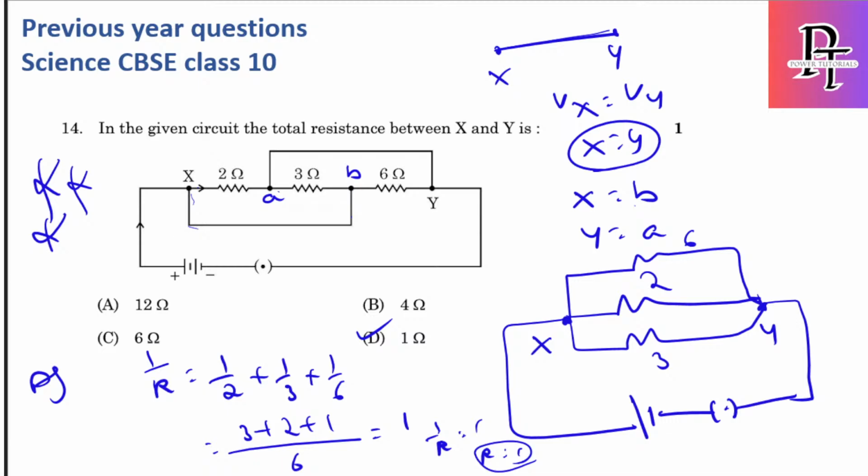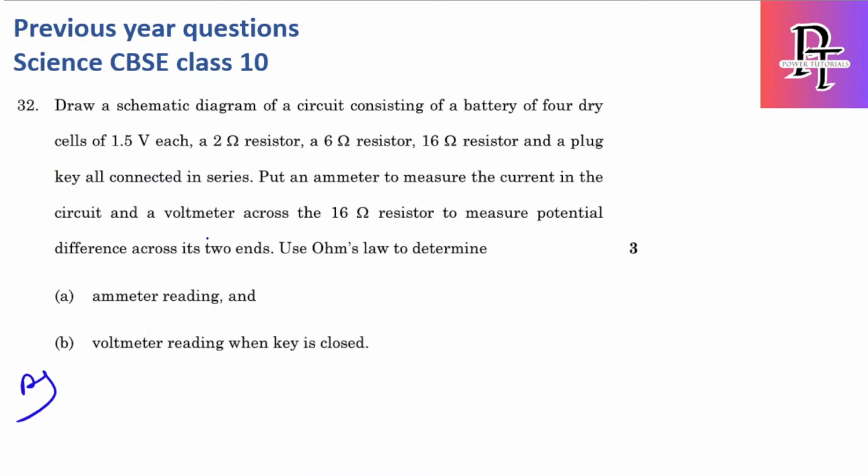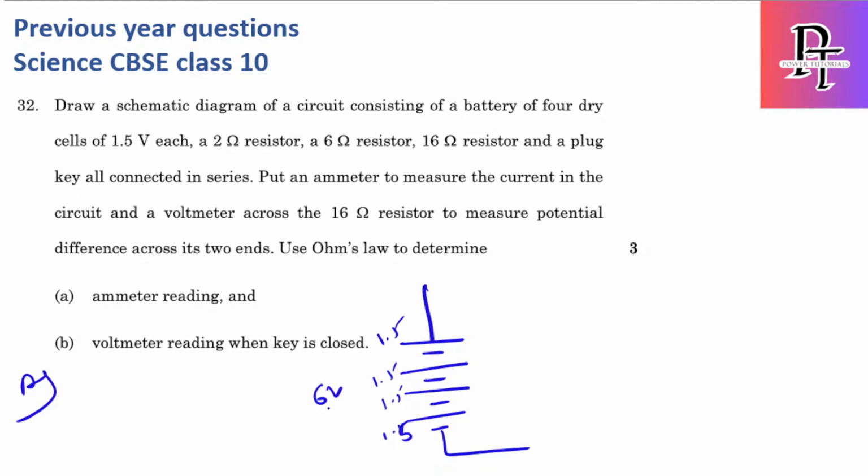Okay, let's move to the next one. This is the last question for today. Draw a schematic diagram of a circuit consisting of a battery, 4 cells each. For the battery, you have to draw 4 cells, 1 2 3 4, and each is having 1.5. So if I combine all 1.5, it becomes 6 volts.